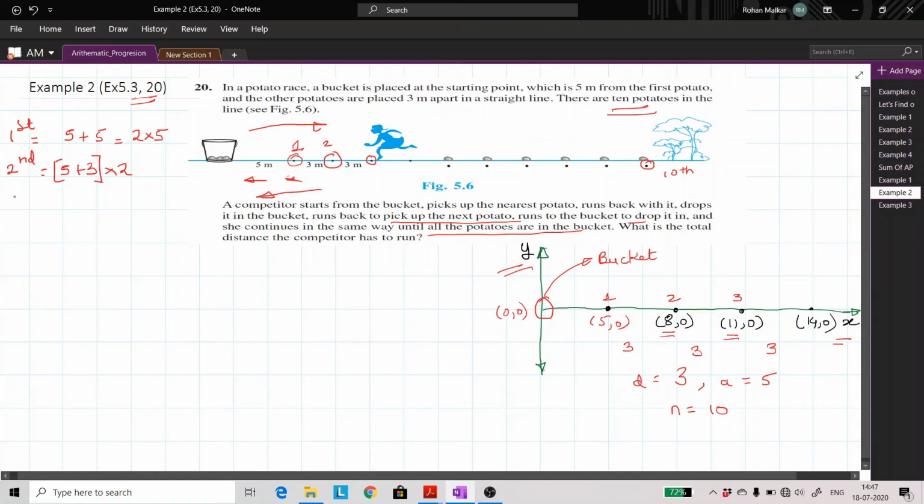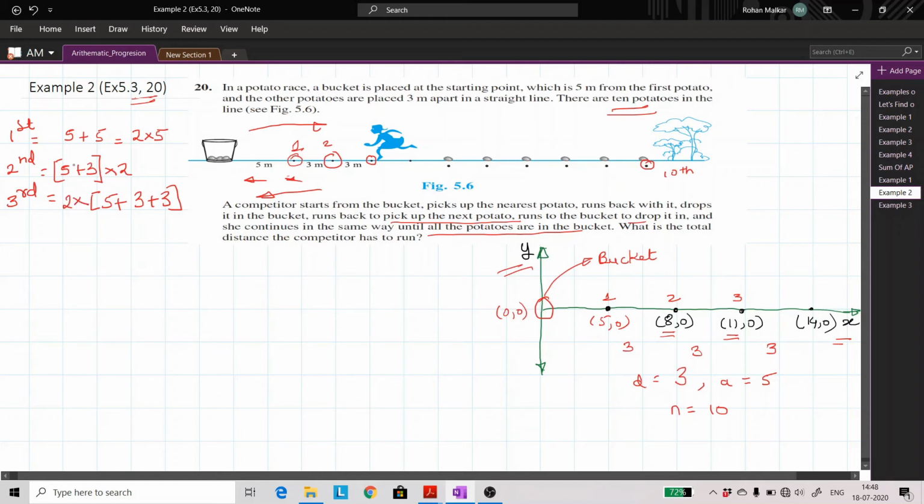Then let's take another potato, that is the third potato. She has to travel a distance of 5 plus 3 plus 3 to pick the potato up and travel back to put it down in the bucket once again. So the distance is double.